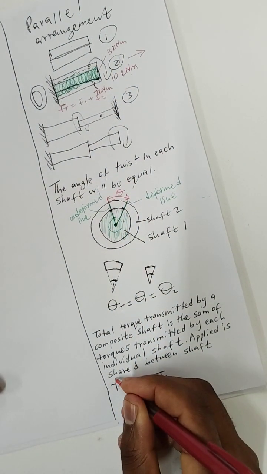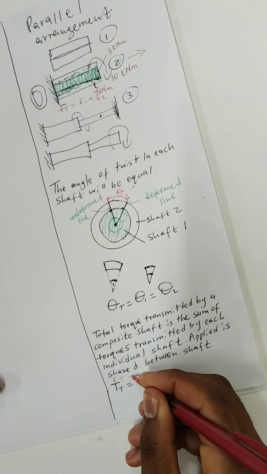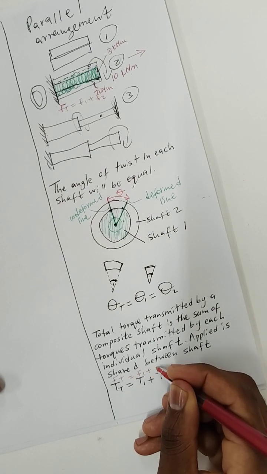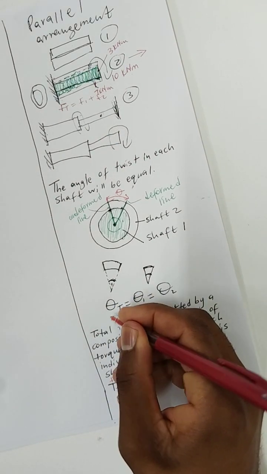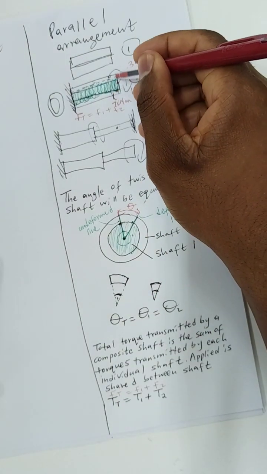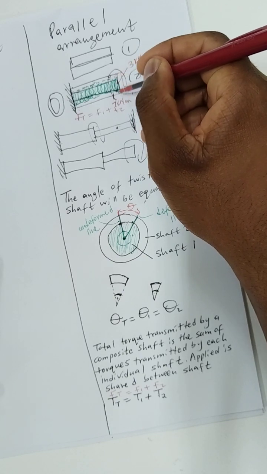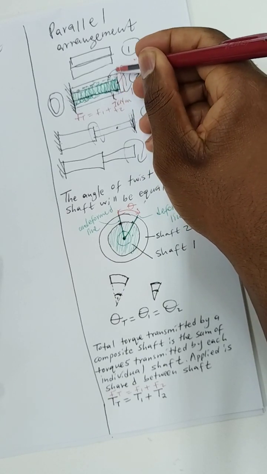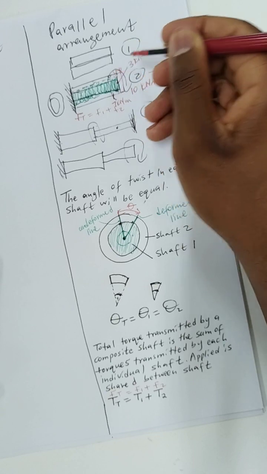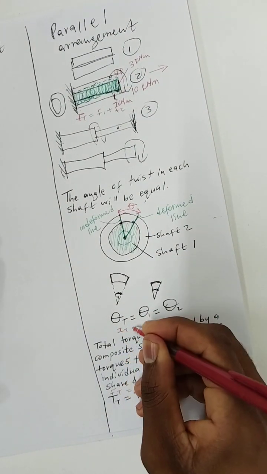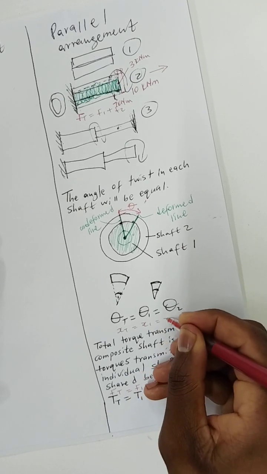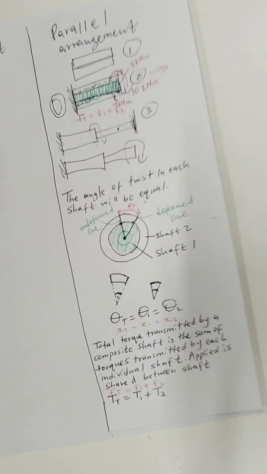We can relate it with this part: Ft equals F1 plus F2. In parallel, they share the load. And in parallel as well, when these two materials expand, they will expand with the same length or same extension, the same magnitude. So X total equals X1 equals X2.